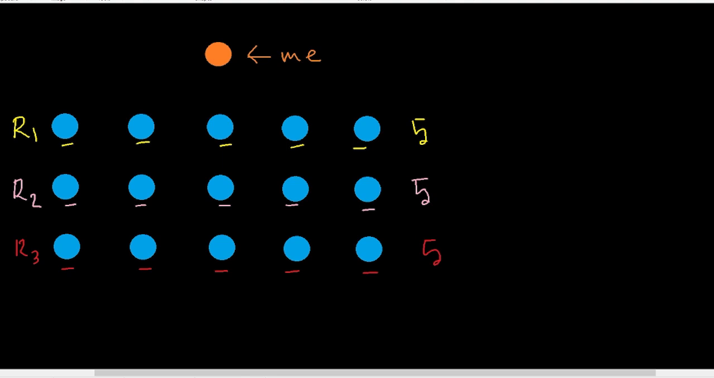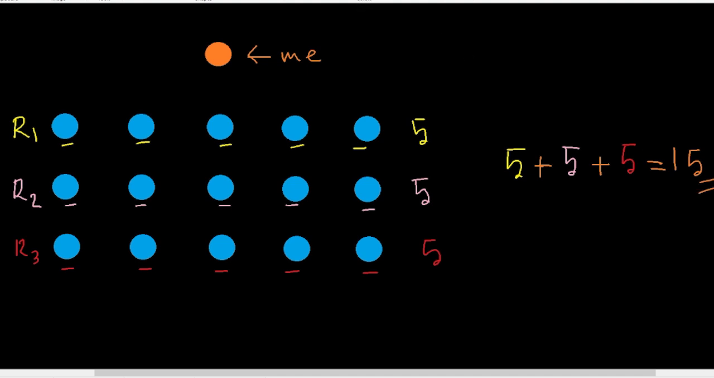So now that I know how many students I have in each row, all I have to do is add the number of students in each row to get the total number of students. So I will take the number of students in the first row, which is 5, and I will add that to the number of students in the second row, also 5, and I will add that to the number of students in the third row, also 5. And I will get 5 plus 5, which is 10, plus 5, which is 15. I will get 15. So that's the total number of students.